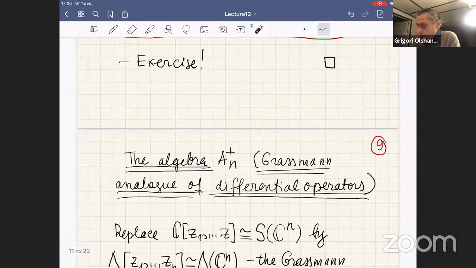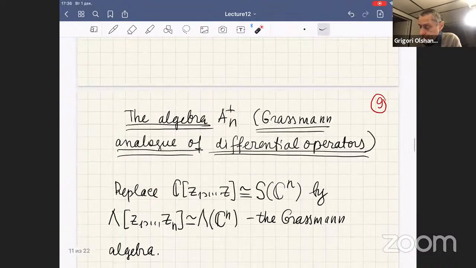What next? Likewise, we can also introduce the Grassmann analog of this algebra as follows. We were dealing with polynomials, which is the same as the symmetric algebra over this space. But let's deal instead with the Grassmann algebra, or the exterior algebra, over the same space.